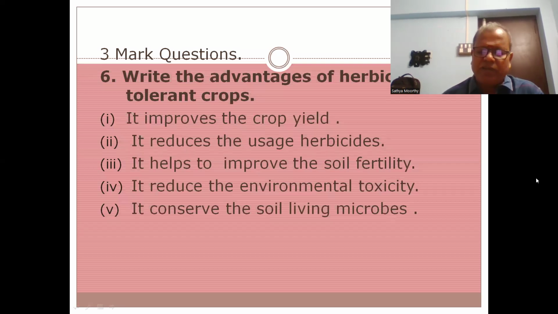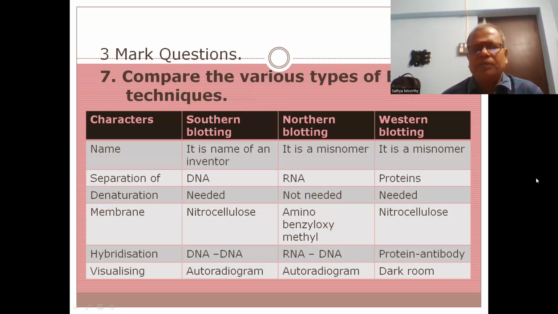Then the next question for you. Compare the various types of blotting techniques. Three kinds of blotting are described in your book. One is Southern blotting, another is Northern blotting, another is Western blotting. Okay, wait for a while.